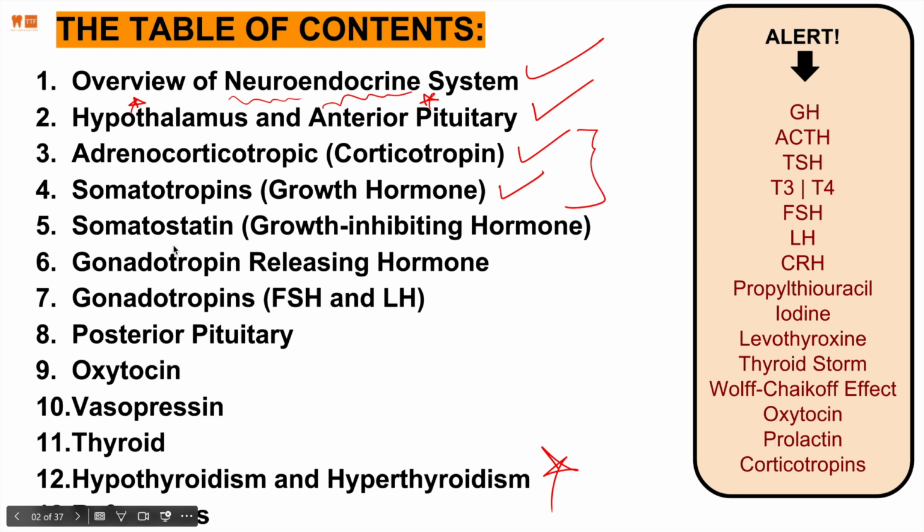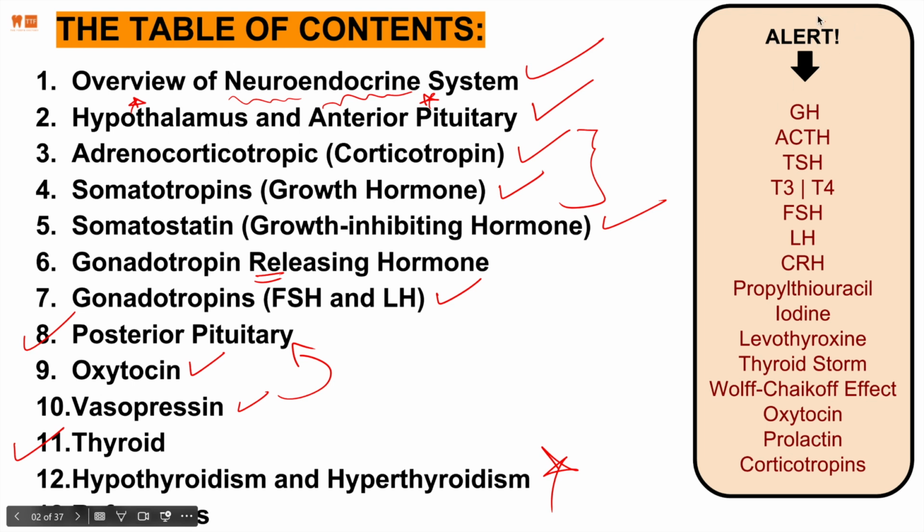And then, of course, the somatostatins, which is growth hormone inhibiting hormone, and gonadotropin releasing hormone, as well as the gonadotropins themselves, which are FSH and LH, follicle stimulating hormone and luteinizing hormone. These are our reproductive hormones. And then, of course, how can we forget the posterior pituitary, where oxytocin and vasopressin get released from. And then lastly, we'll take a look at the thyroid, a full short note, and then hypo versus hyperthyroidism.